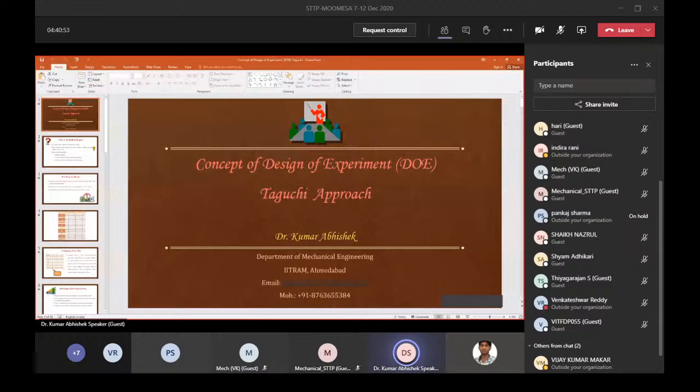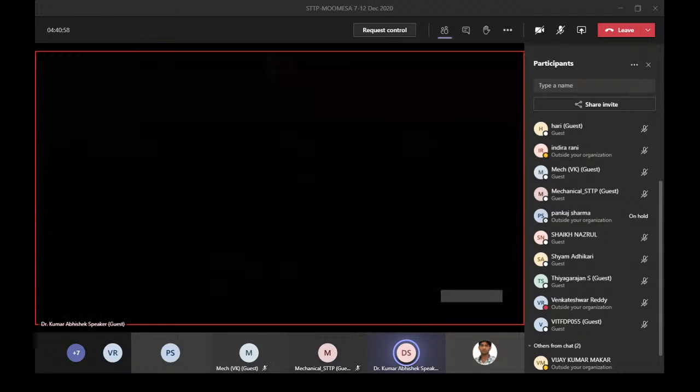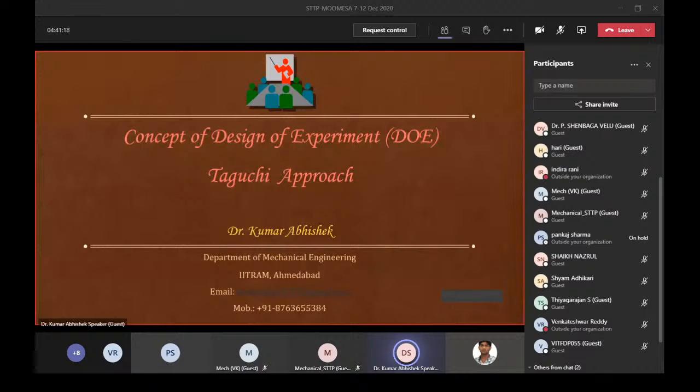Taguchi was an electrical engineer, and he invented this approach in order to design experiments so that the experiments are cost effective. Apart from designing experiments, Taguchi also gives optimization techniques, and Taguchi is applicable to only a single objective function when it is used as an optimization technique.